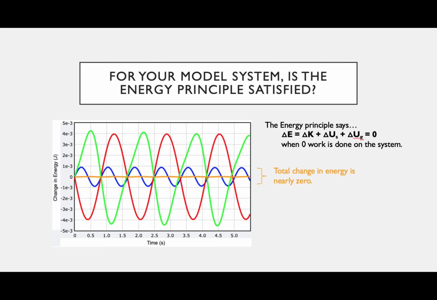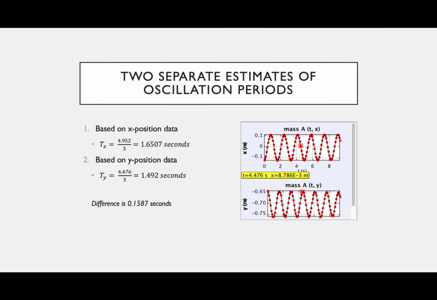There should be a total energy change of 0 to satisfy the energy principle since there is 0 work done on the spring mass system. However, the graph shows the total change in energy is nearly, not exactly 0, simply due to slight inaccuracy errors in the code. The variation is extremely small, however, so since it is approximately 0, the energy principle is satisfied. When calculating the average period using the x direction, as I did in my computational model, it was found to be 1.6507 seconds.